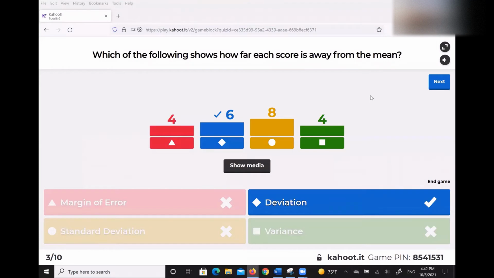Right, so the answer is deviation, and you're going to learn about it today. Deviation is used to see how far each score is away from the mean, or the distance from the mean. All right, let's move on to the next one.